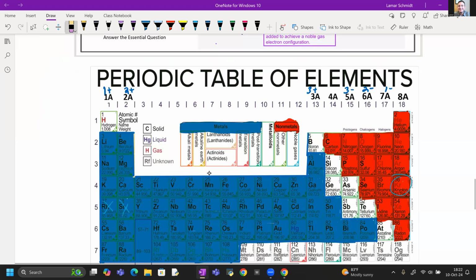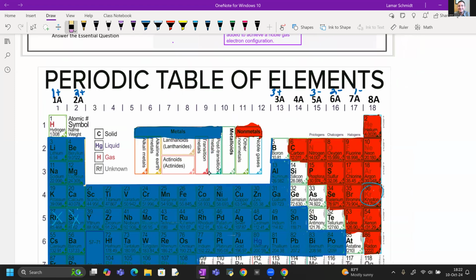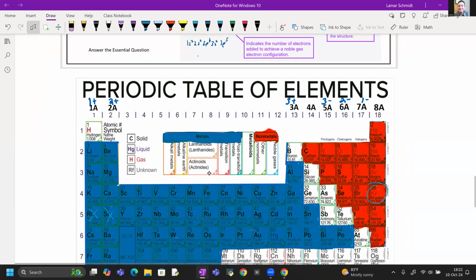And so if you have those charges indicated above the group numbers for these representative elements, those ones that have an A indicator, that's going to be real easy to tell. Group 1A has one valence electron, 2A, two valence electrons, 3A, three valence electrons. Group 1A has a 1 plus charge, 2A has a 2 plus charge, and group 3A has a 3 plus charge. And so that's really, really easy to work with.